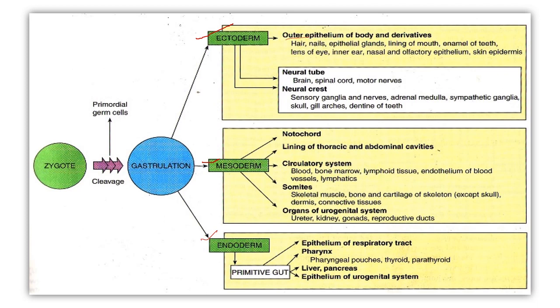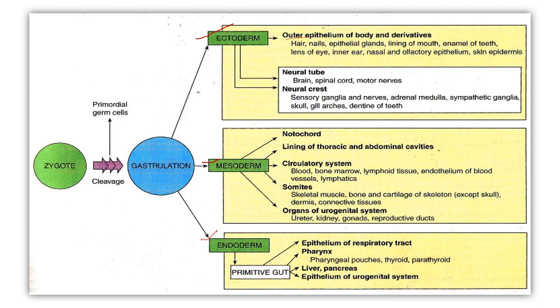and here in this sketch, we can get some more organ information. So lens of eye, inner ear, nasal and olfactory epithelium, skin, epidermis. Next, neural tube, that is brain, spinal cord and motor nerves, and neural crest: sensory ganglia and nerves, adrenal medulla, sympathetic ganglia, skull, gill arches, dentine of teeth, all from the neural crest. So simply, from ectoderm, the outer epithelium of body and its derivatives, neural tube and neural crest are differentiated. And then from mesoderm, notochord, lining of thoracic and abdominal cavities, circulatory system, somites and organs of the urogenital system are differentiated from the mesoderm.